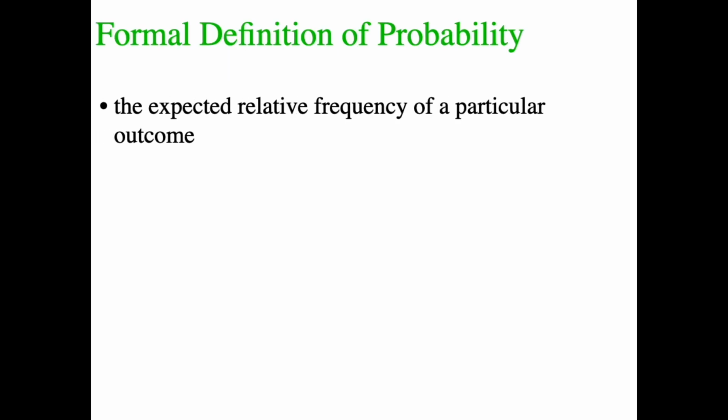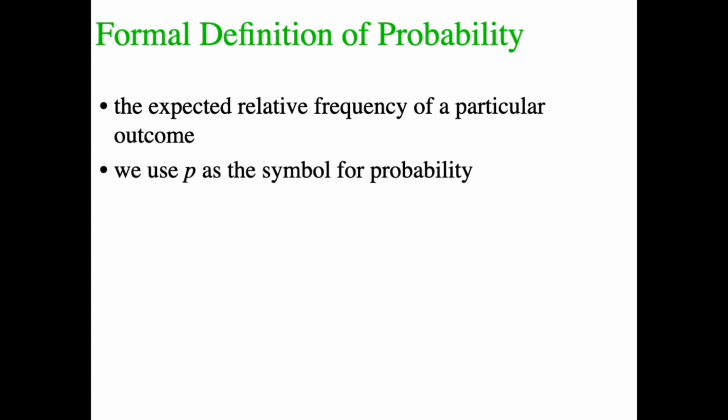Basically, the formal definition of probability is the expected relative frequency of a particular outcome. Okay, so it's a relative frequency of a particular outcome. That means it's going to be in proportions. It's going to have numbers like 0.99 or 0.24. And in order to show what something is in terms of a probability, we use this italicized p as the symbol for probability. And so that's where we get something like, what does p less than 0.05 mean? It means that the probability of getting this thing happens less than 0.05 of the time.